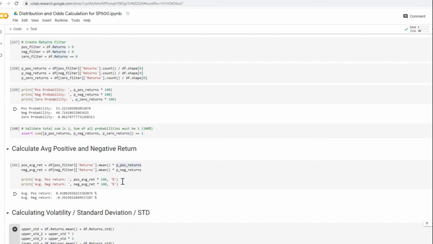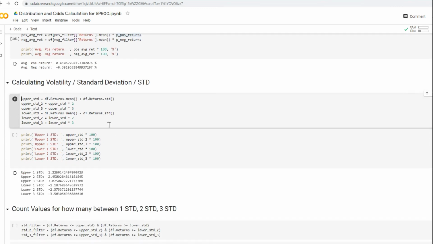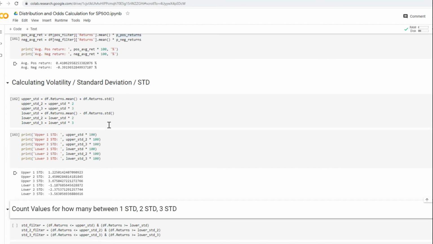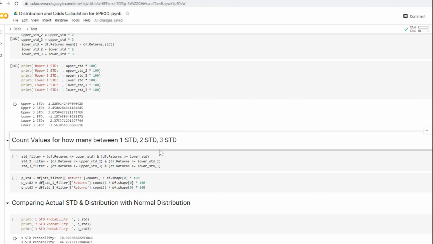Okay. So next step is to calculate volatility, standard deviation, and STD is the same thing. It's just you can use different words for it. Okay, and we calculate this from the empirical distribution. So okay, so we can see the upper standard deviations is 1.22%, the second is 2.4, the third is 3.67, and negative is almost symmetric. You can see. Count values of how many between.